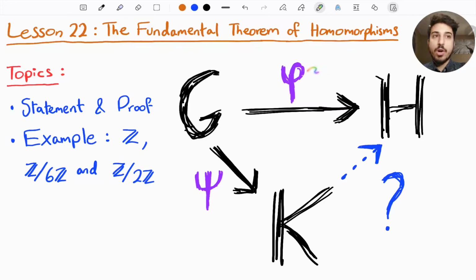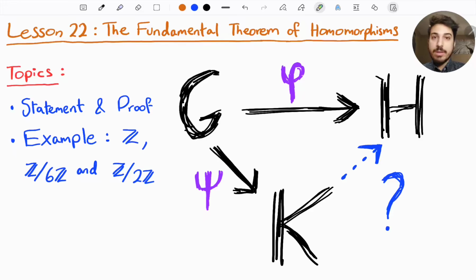We see that we have a homomorphism from G to H, call it phi, and another homomorphism from G to K, call it psi. And we also include the condition that psi has to be surjective. That means that any element in K is the image of some element in G by psi.